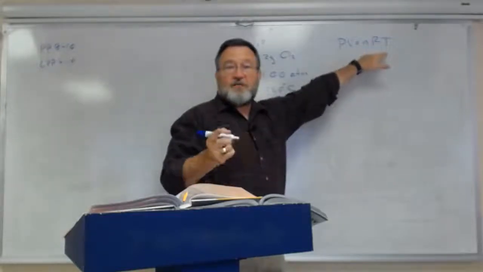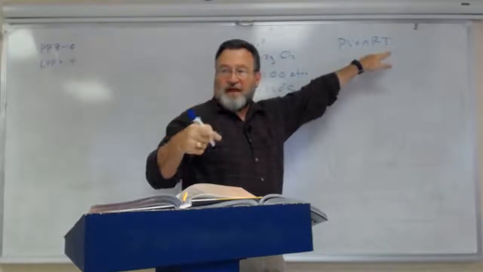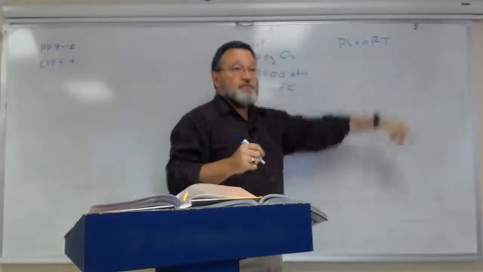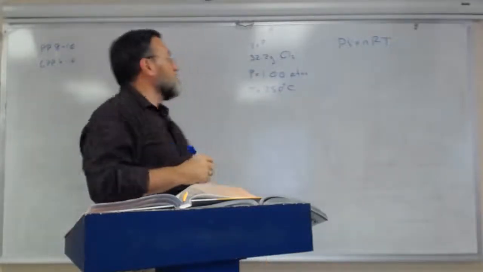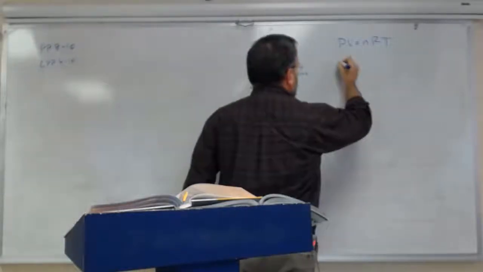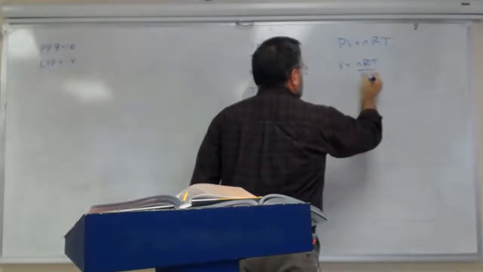We are given R, 0.0821. That's using atmospheres, Kelvin, liters, and then temperature. Temperature we have in Celsius. We're going to need to convert it to Kelvin. So we're looking for volume. You could go ahead and rearrange this as volume equals nRT all over P.